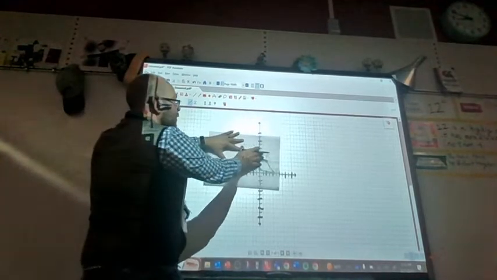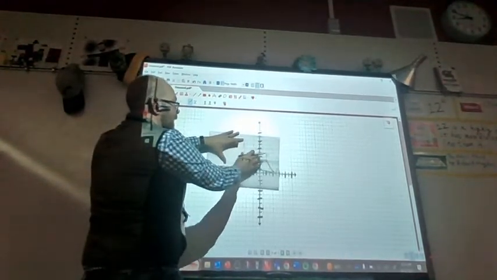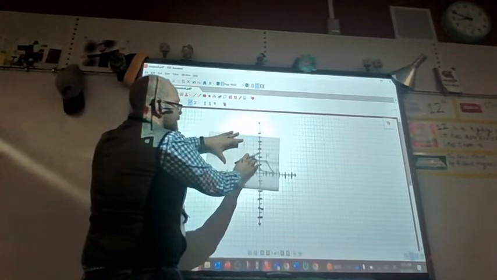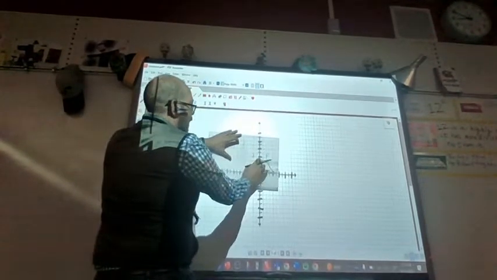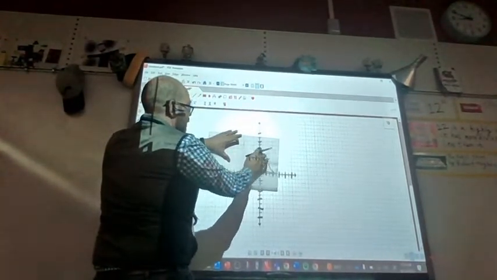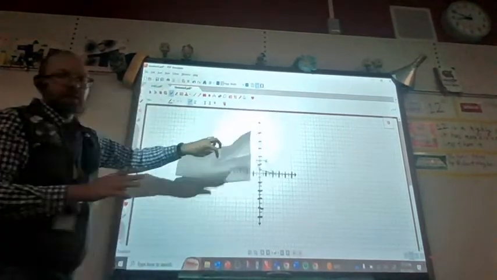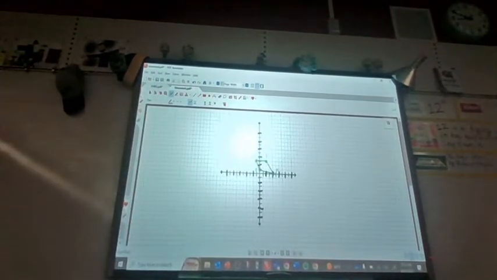And take a look. You just moved your figure so that it's up here. For example, F is now at negative 2 comma 7. So let's go ahead and graph it.